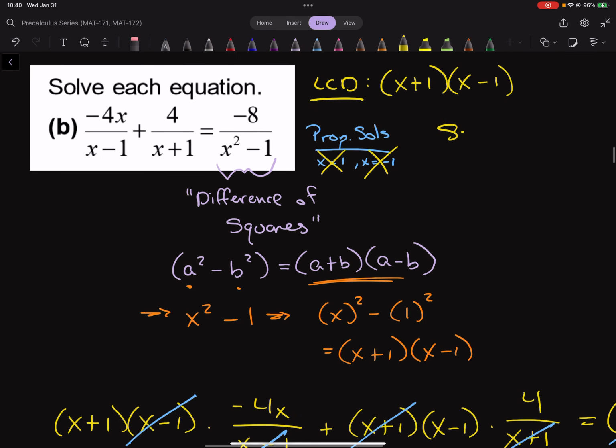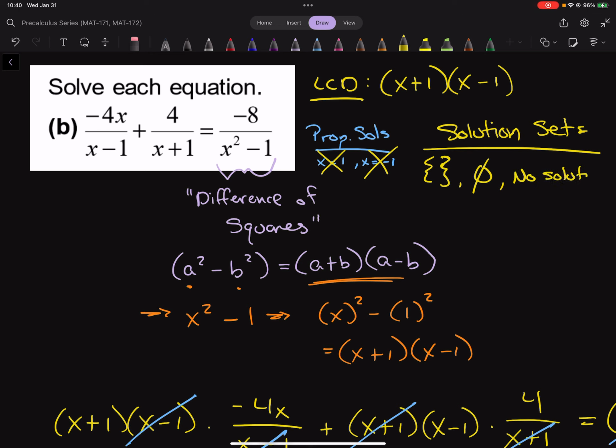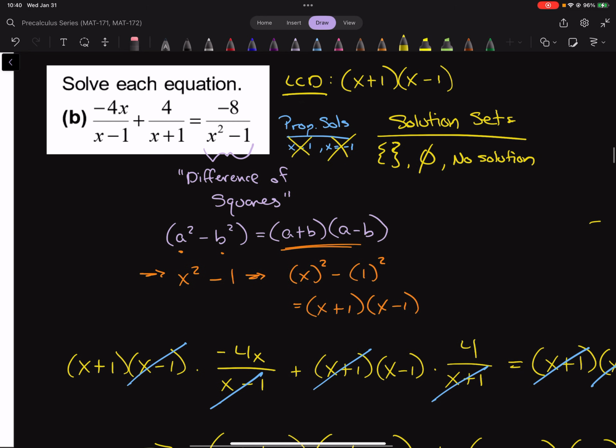So what is the solution set then? Well, the solution set is going to be, you can do it like that. It's the empty set. You can write the empty set like this, or you can write no solution. Again, all of this can be found on our OneNote notebook.